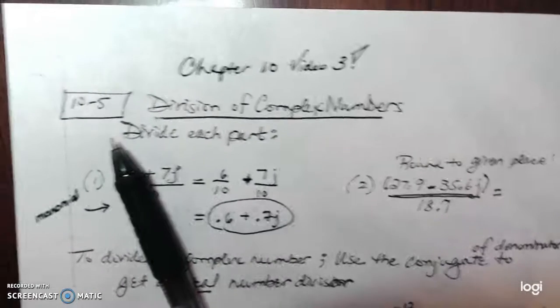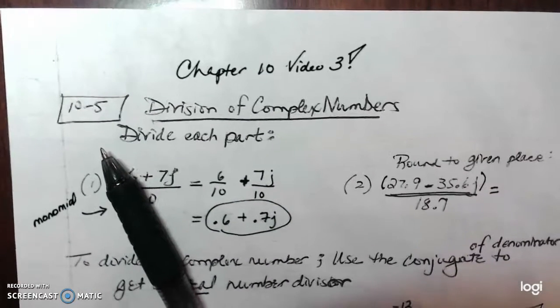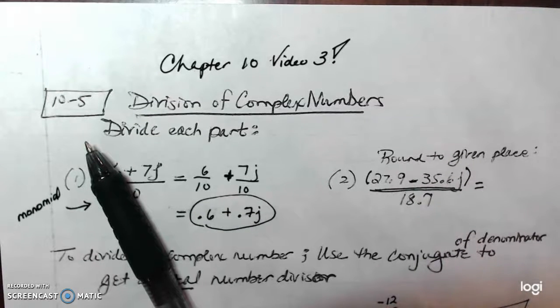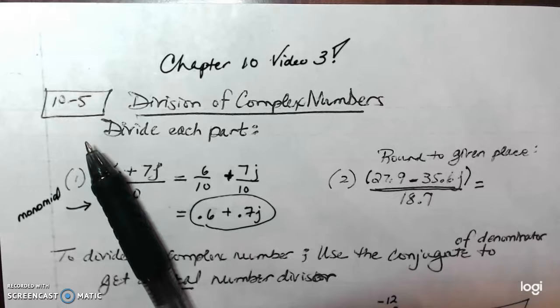This is the end of the videos for Chapter 10 up through 10-5. The next video will pick up with 10-6, working with polar coordinates and converting between rectangular and polar when working with complex numbers.